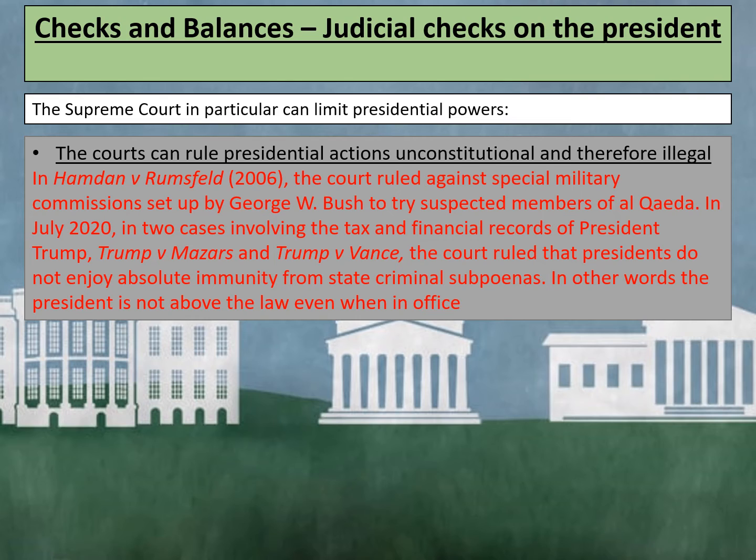In July 2020, in 2 cases involving the tax and financial records of President Trump, Trump v. Mazars and Trump v. Vance, the court ruled that presidents do not enjoy absolute immunity from state criminal subpoenas. In other words, the president is not above the law even when in office.